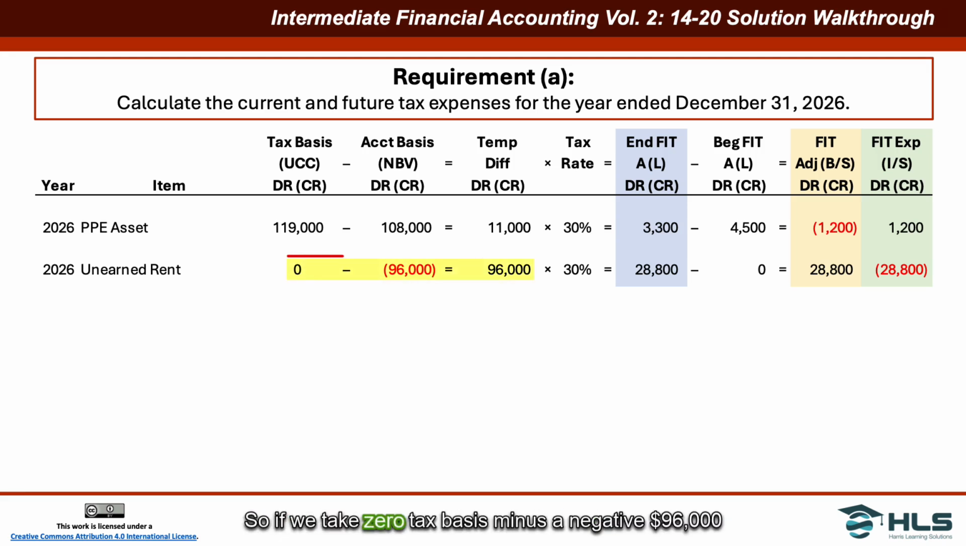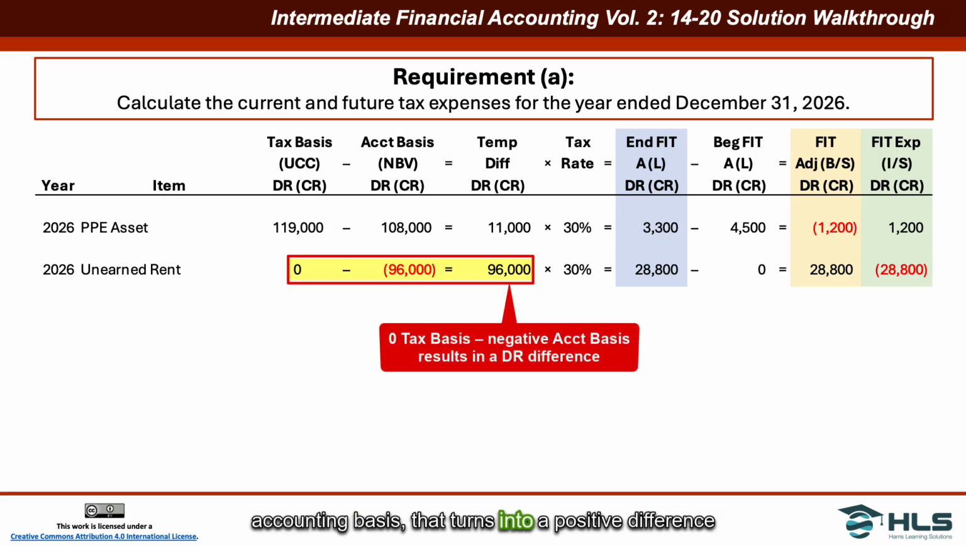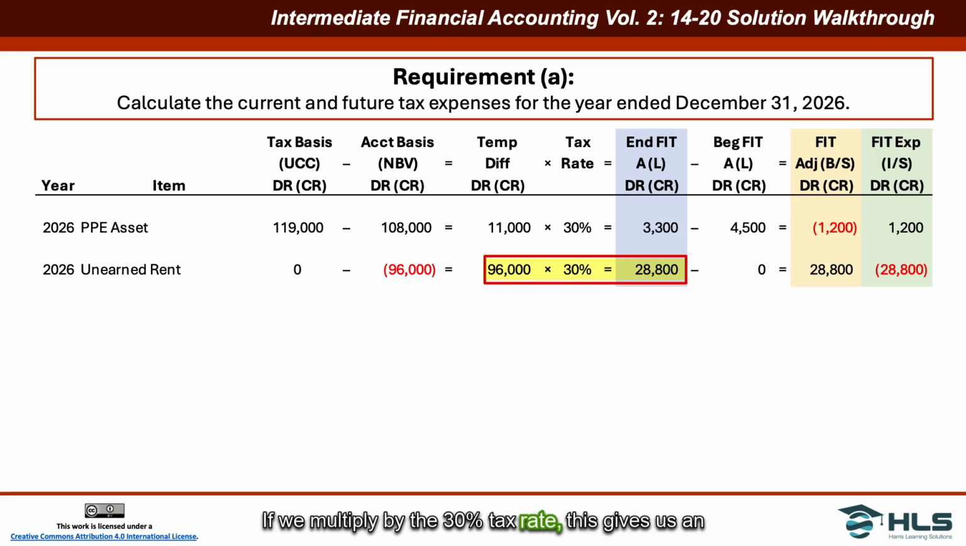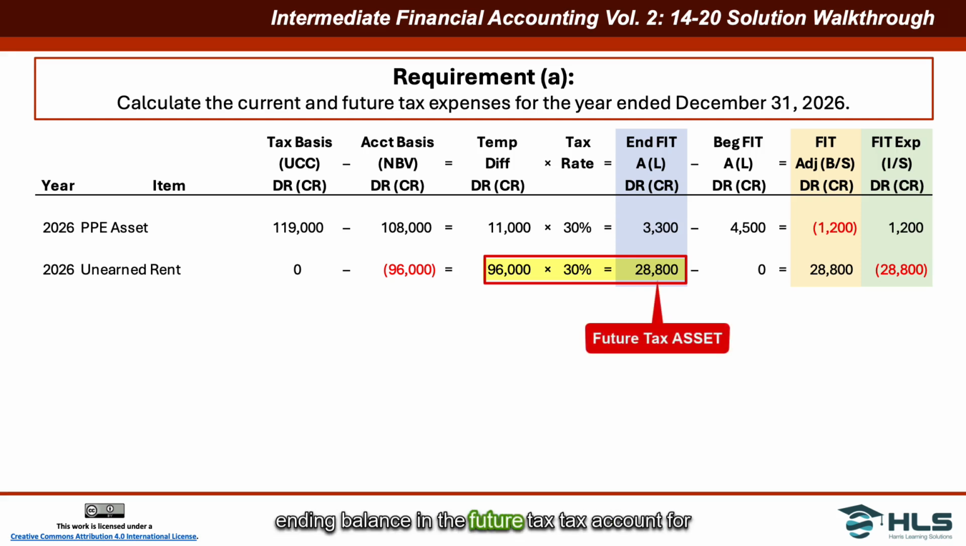So if we take zero tax basis minus a negative $96,000 accounting basis, that turns into a positive difference of $96,000. If we multiply by the 30% tax rate, this gives us an ending balance in a future tax account for unearned rent of $28,800 debit, which means that this is a future tax asset. And the reason why is because the taxes are paid when the amount of money is received, not as the rent is earned over time. So in essence, the company has prepaid its taxes, and this timing difference will slowly be reversed when the company calculates income taxes for accounting purposes over the next 2 years.